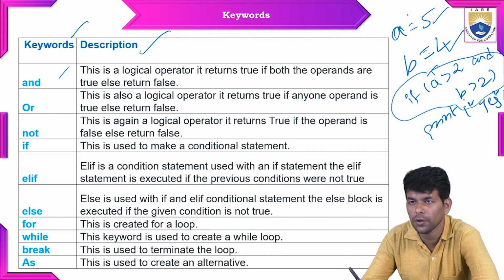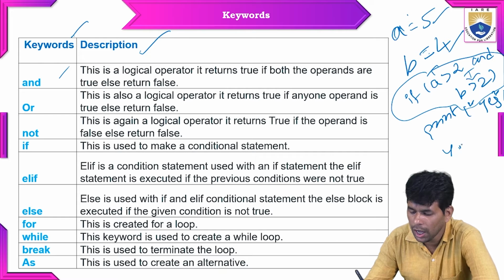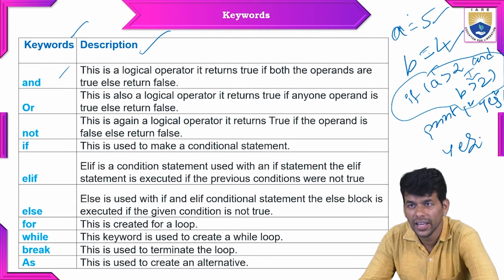What is the B value here? 4. 4 is greater than 2, yes, it is also true. Then what happens here? It is true and it is also true. The output will lead to the answer yes. The result is yes only.